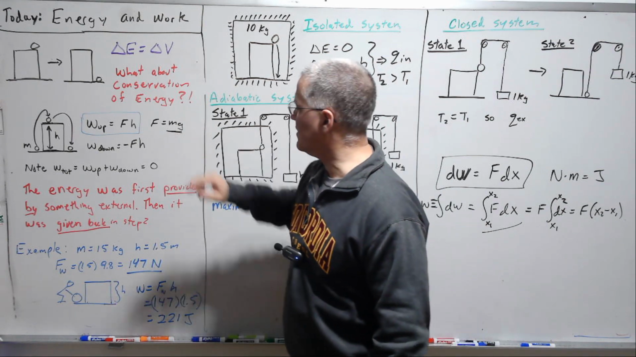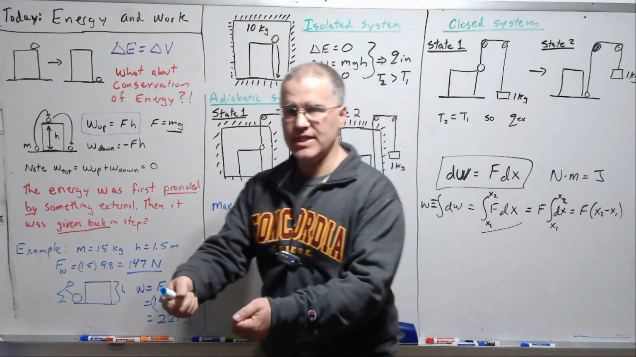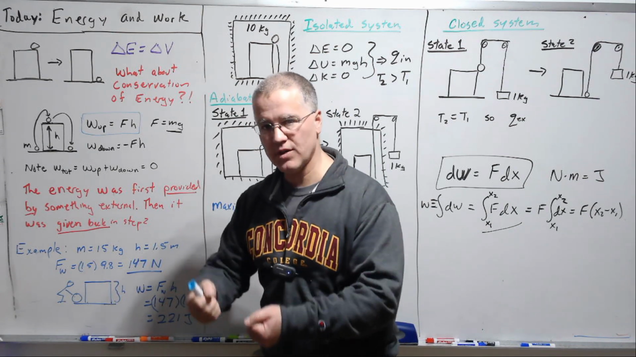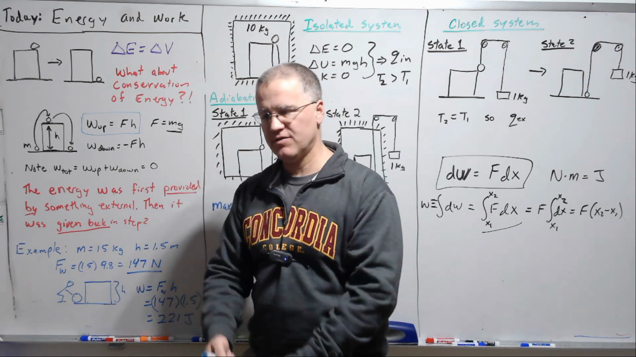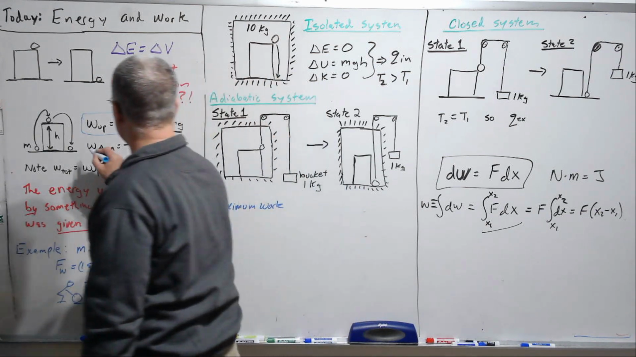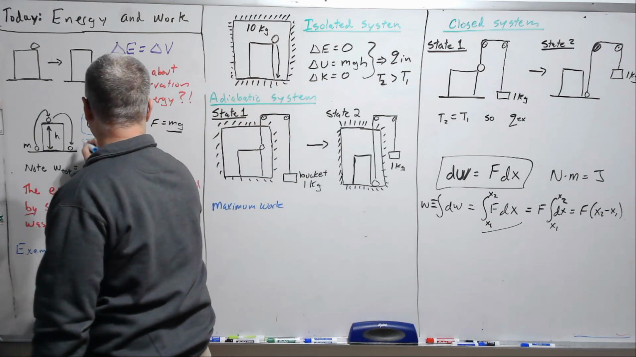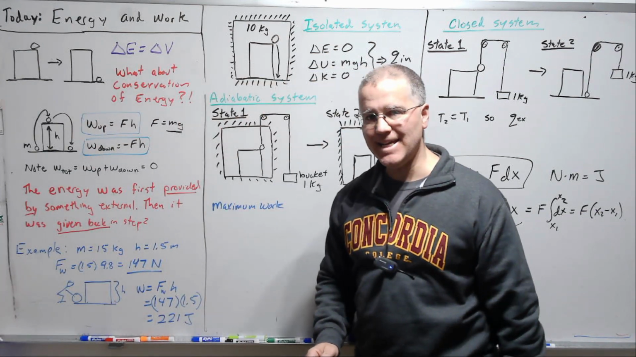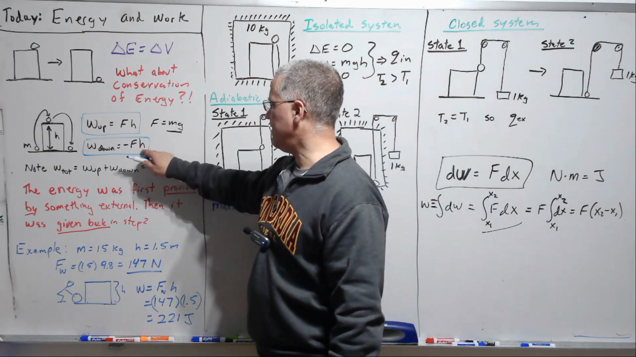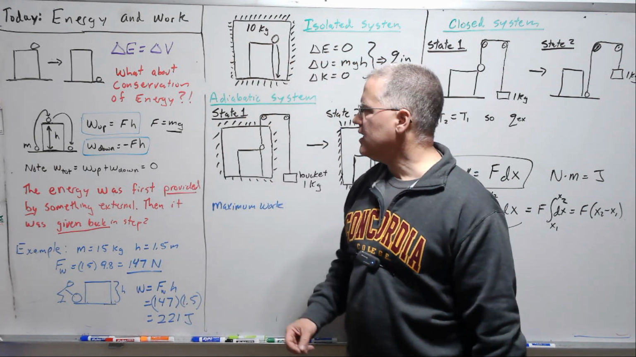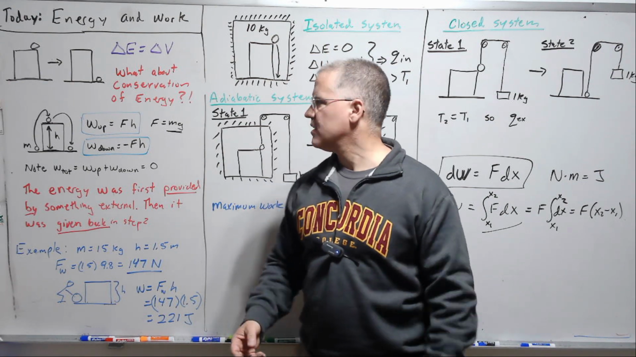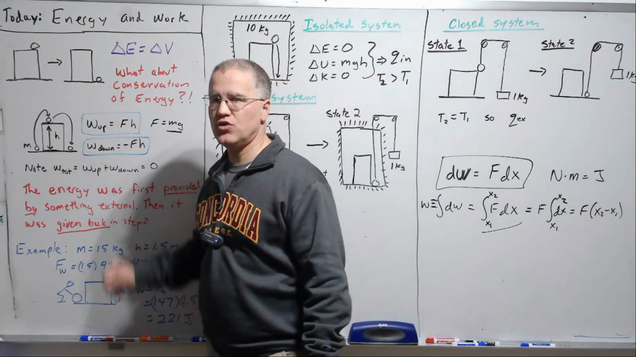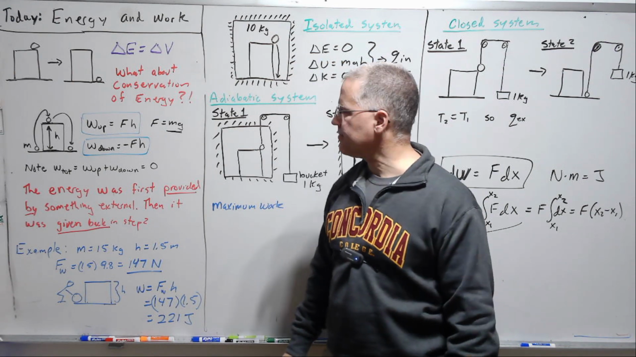and F is this. Now, let's say we carefully lower that down and set it on the ground. We're not going to push it off and drop it. We're just going to carefully lower it on the ground. Then the work is minus Fh. Now, what does the minus mean? That means the work is being done on us. The system here is doing some work.